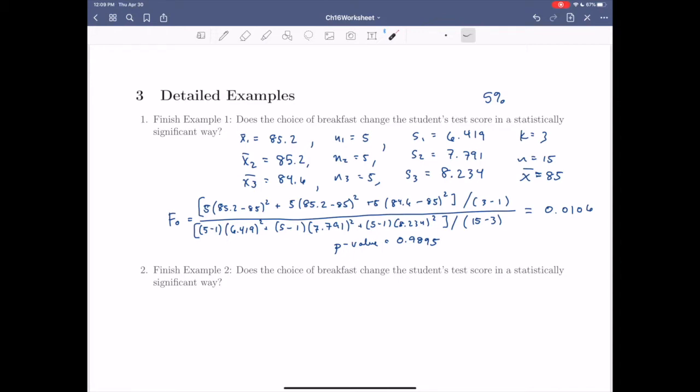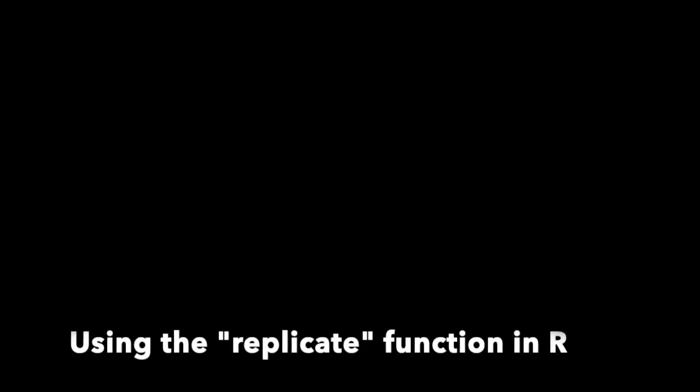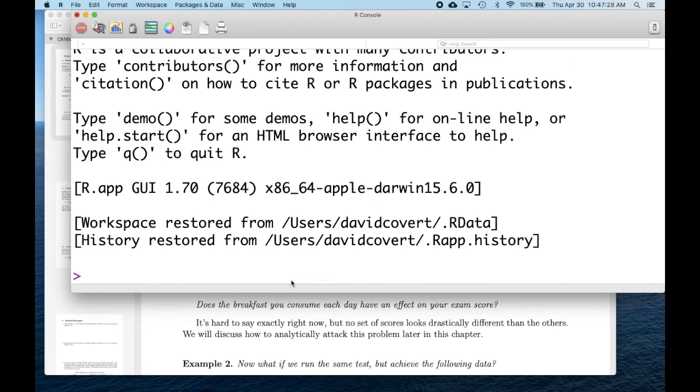All right, what we're going to do next is I want to actually do the same example but with R. So we're going to jump over to R right now. I just newly opened up R, and I want to show you a few commands that are going to be relevant for us. So the first command that I want to show you is the repeat or replicate command.